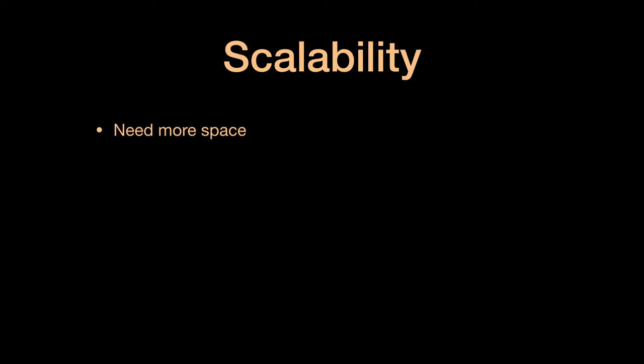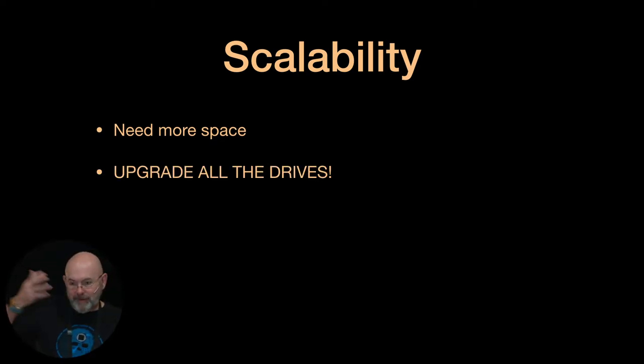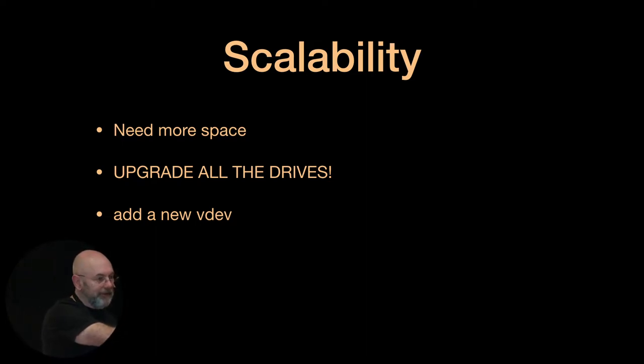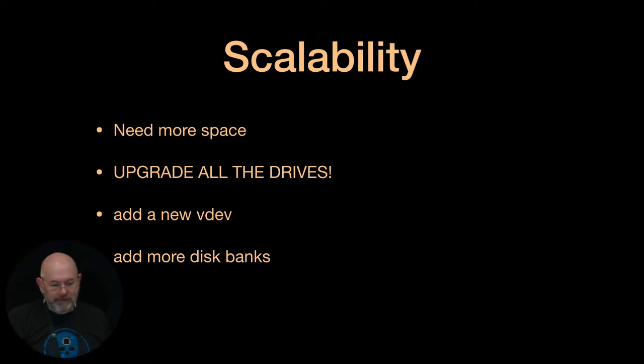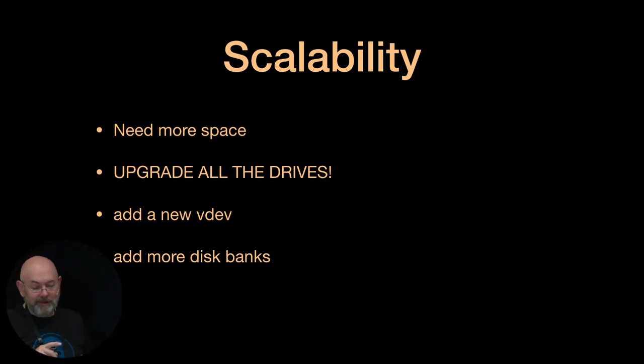Scaling. If you need more space, you can do what I did earlier and upgrade all the drives, replace 3 terabyte with 5 terabyte. Or you can add a new VDEV. We talked about VDEVs earlier. So you've got a mirror here of drives. You can just add another mirror. What you can't do is just take a RAID Z something and add new drives. So you can't go from an 8 drive RAID Z2 to a 9 drive RAID Z2 because math is hard, like really hard to do that. But they are working on changing that.